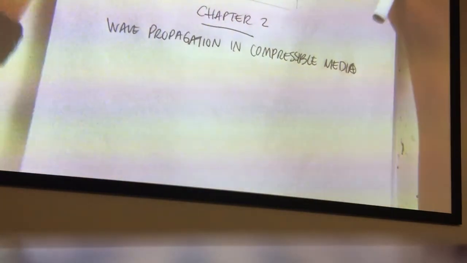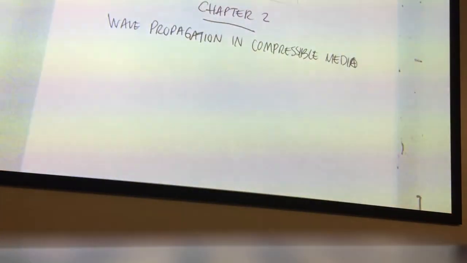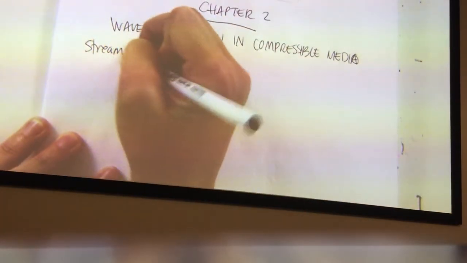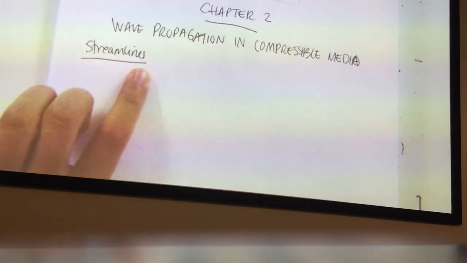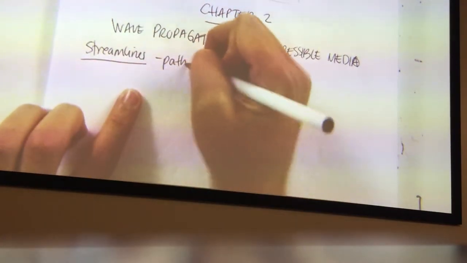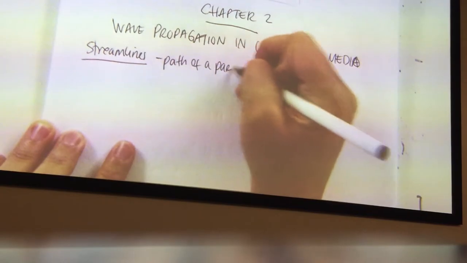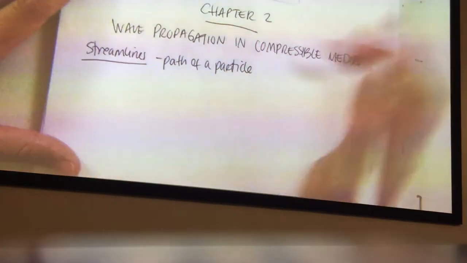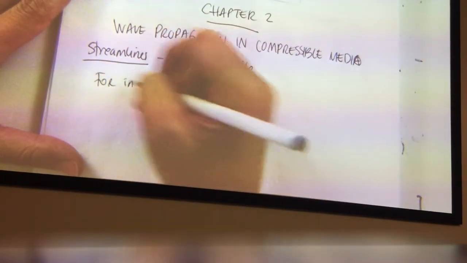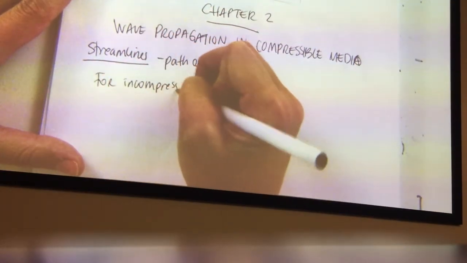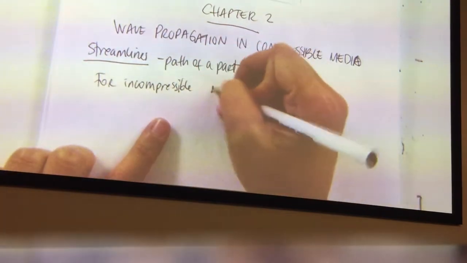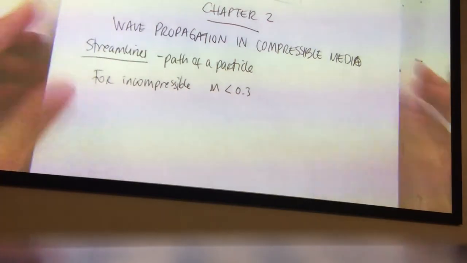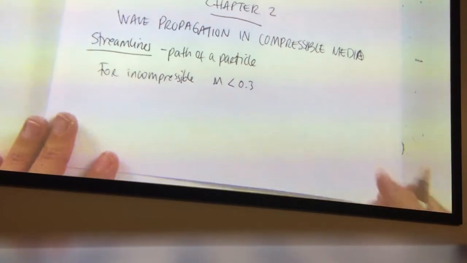Here I'm going to introduce what the speed of sound is, and we're going to derive that equation again. We have streamlines, and if you remember from previous courses, streamlines are really just the path of a particle, how a particle will move. Now for incompressible flow, from previous courses, remember that the Mach number is always going to be less than 0.3. So there are no shock waves, no speed of sound, nothing like that.